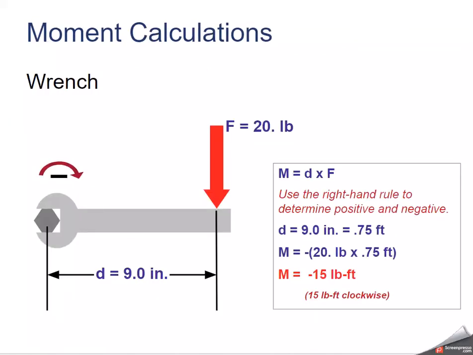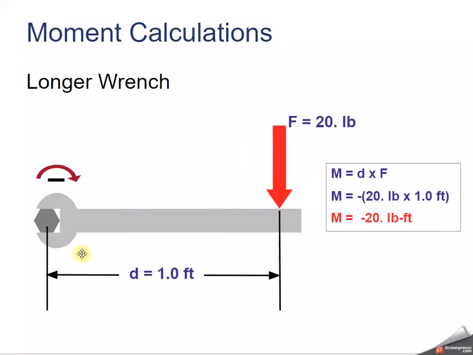So the first example we've got is the wrench. We've got 20 pounds of force at 9 inches away. So we have 9 inches, which is 3/4 of a foot. So 20 times 3/4 gives us, going in the clockwise direction, negative 15 foot-pounds. The force times the distance. Change that to 1 foot, 20 pounds, increase the distance, increase the moment. 20 pounds times 1 foot gives us negative 20 foot-pounds due to the clockwise direction.